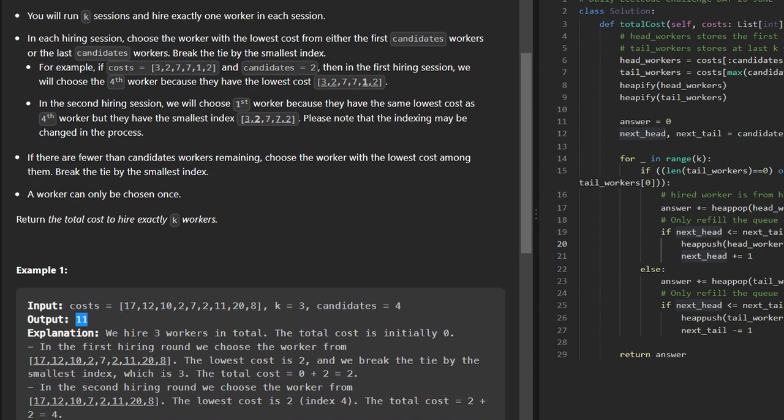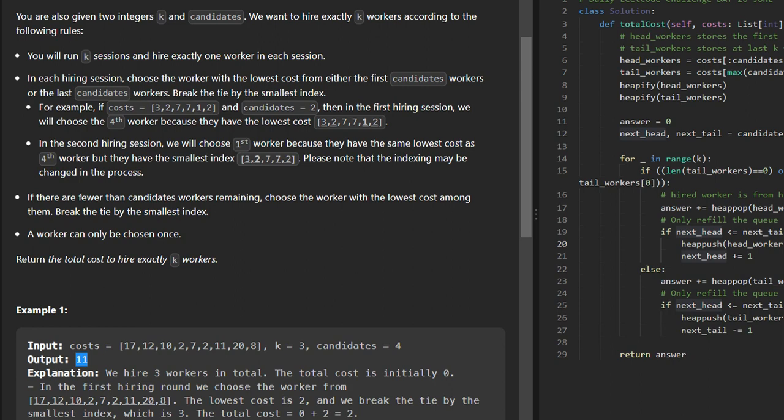You can read this question also. They've given some examples here. In the hiring session, choose a worker with the lowest cost from either the first candidates workers or last candidates workers. Break the tie by the smallest index. They've given us some samples here. They have given candidates equal to 2, so we have to select either among the first two or the last two. So among these 4 only we have to select. So in the first hiring session, we choose the fourth worker.